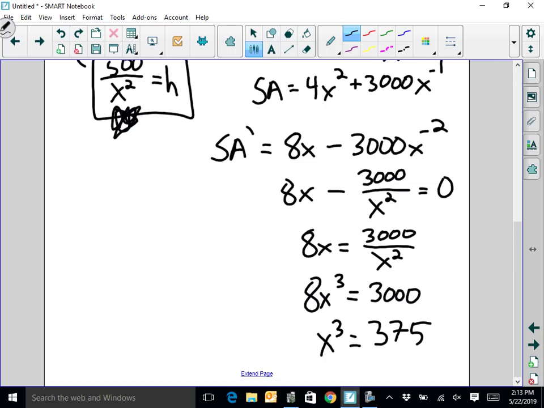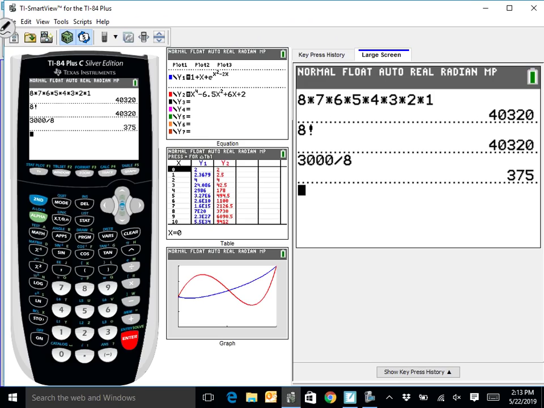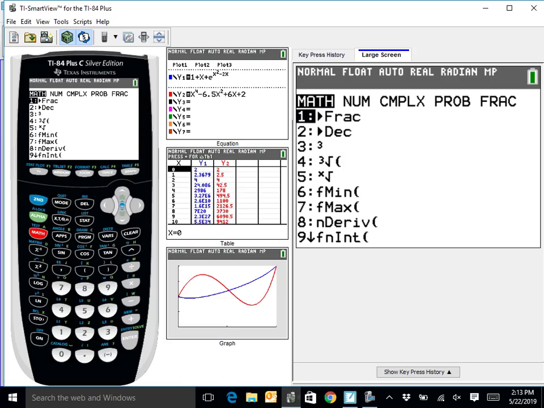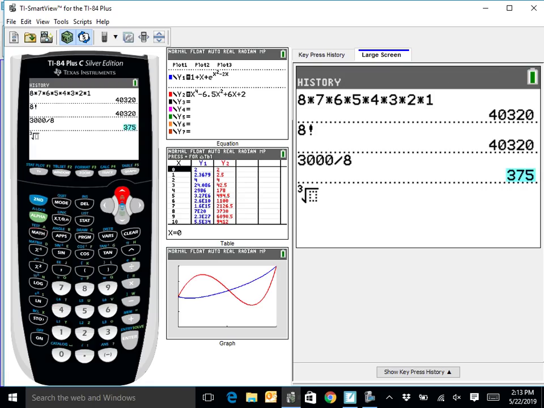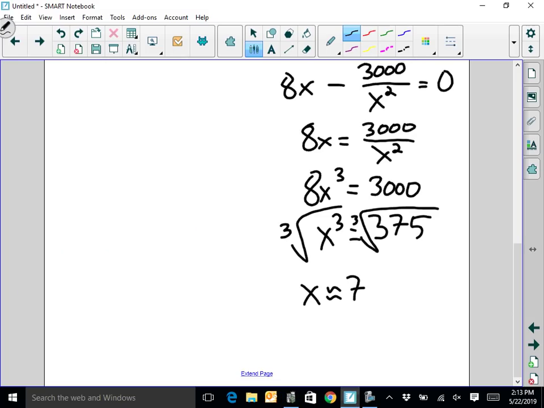To undo a cube, I'm going to do a cube root. And I get x approximately equals, I'm assuming this is going to be approximate, I've got to do the cube root of 375. To do a cube root, hit the math button, and then number 4 is your cube root. And I'll go grab that 375. So I know that my x, which would be my width, is approximately 7.211. Okay, so that's one of my dimensions solved.